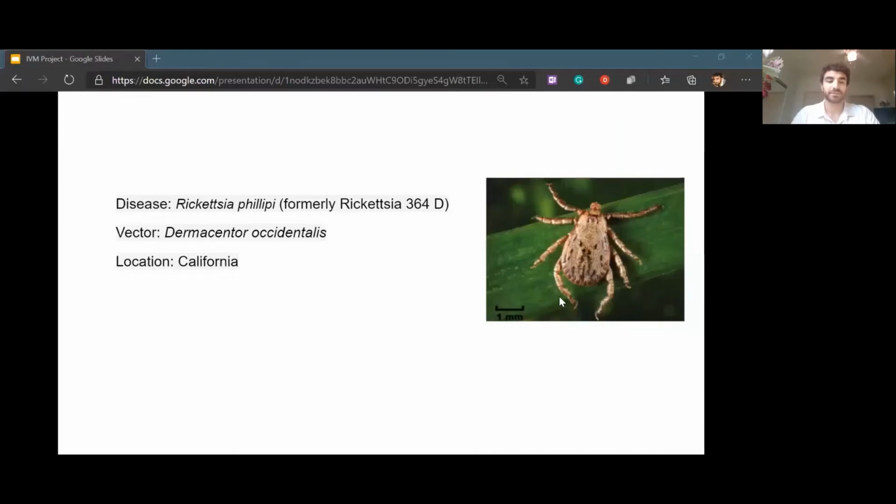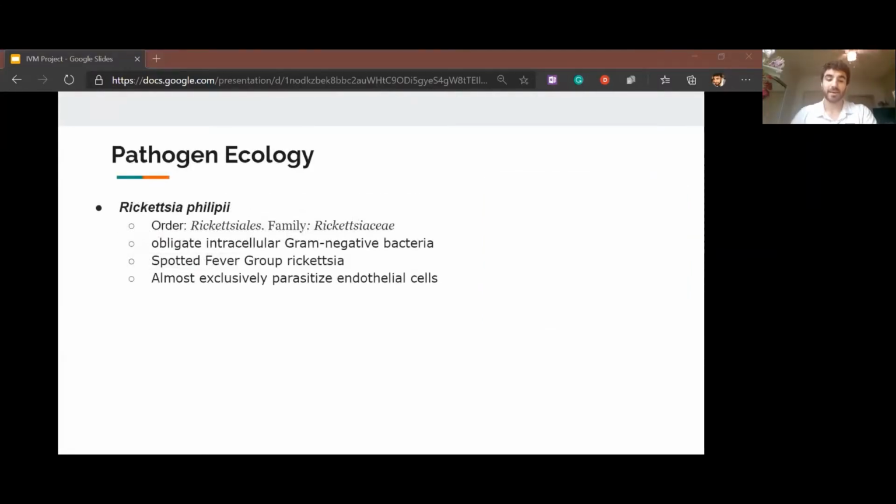Howdy, my name is Franklin Fitzgerald, and I'd like to introduce our disease, Rickettsia phillipi, which is formerly known as Rickettsia 364D, and its vector, the Pacific coast tick, also known as Dermacentor occidentalis. Rickettsia phillipi is the pathogen for the Pacific coast tick fever, and it falls under the order Rickettsiales, the family Rickettsiaceae.